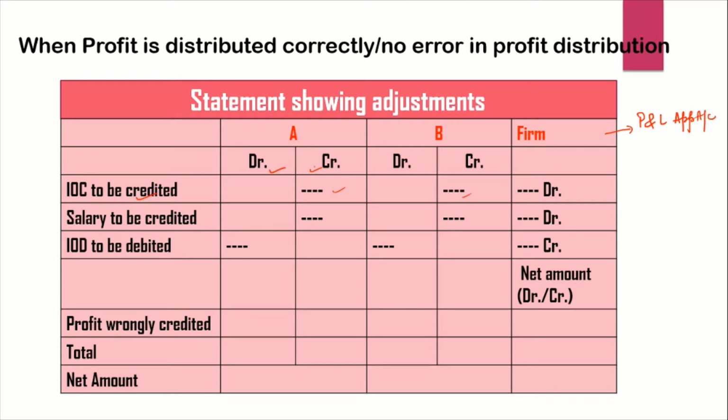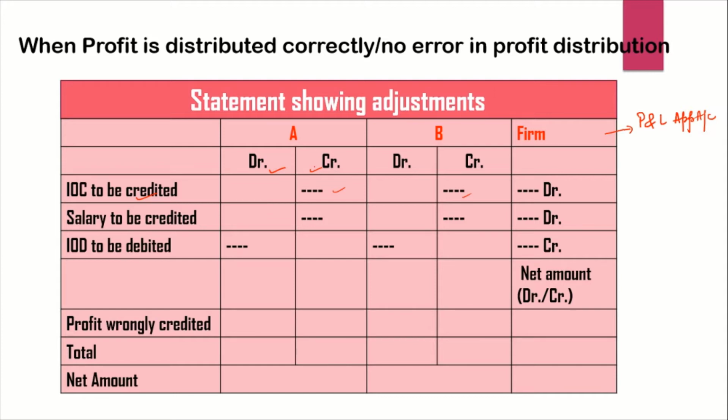Now here again, if I say interest on capital is wrongly, by mistake, provided, it wasn't supposed to be, there is no deed. So in the absence of a deed, we do not provide interest on capital. But if the question says by mistake it is provided, then of course, provided means it is already credited in the account.